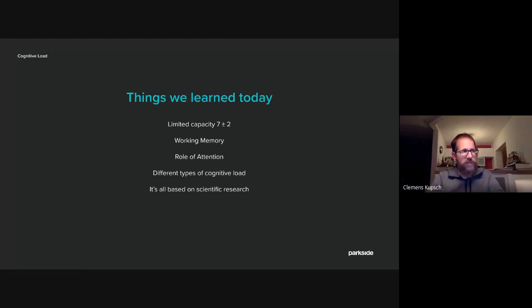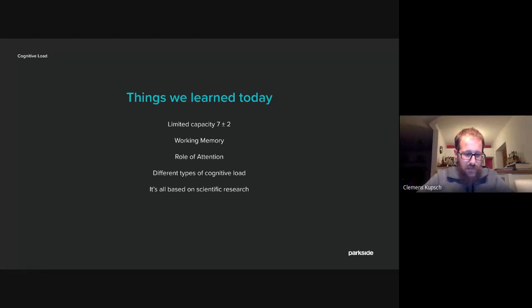We learned, and that's a very important thing, that there are different types of cognitive load. So those three types, one we cannot change, one we need to get down, that's the extraneous cognitive load, one we want to enforce, and that's the germane cognitive load, so the process of understanding things we want to learn. And it's all based on scientific research. It's not just some sort of thing someone came up with, like, hey, let's call something cognitive load and maybe that's too much information for someone to process.